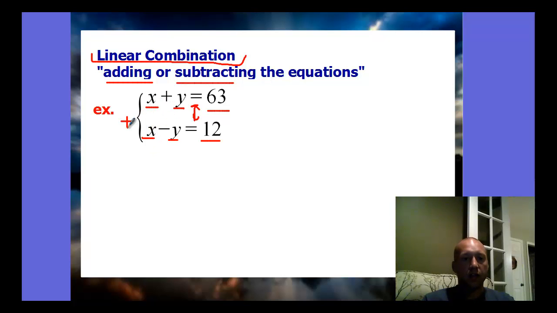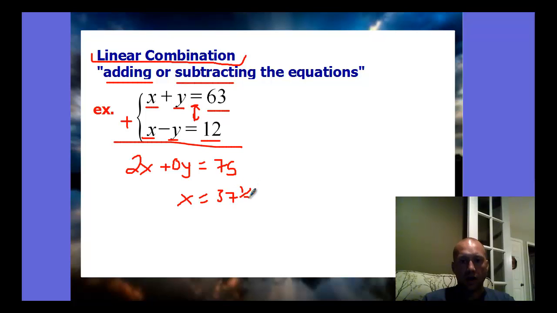If we just add these two equations, and we add straight down the column, x plus x is 2x. A y plus a negative y, we actually get 0y, and that's what you want to occur here. If you do the same thing with the constants, 63 plus 12, you get 75. We don't have any y, so all you have to do is divide both sides by 2 to find the x. So you find that x is 37.5.